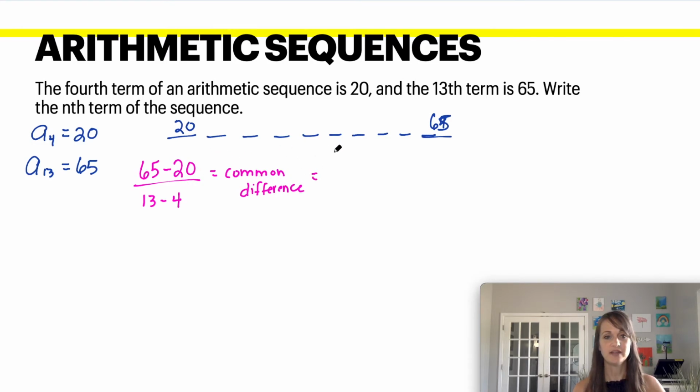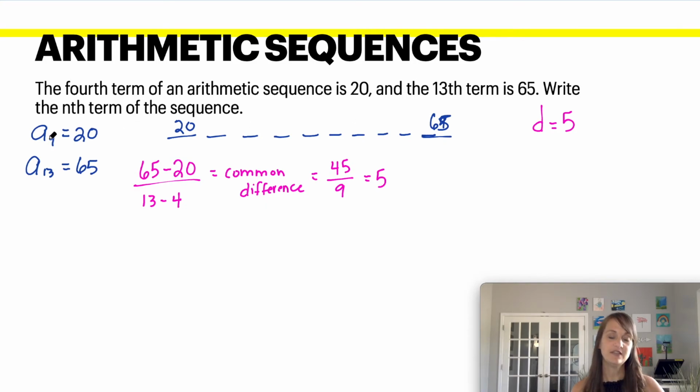So 65 minus 20 is 45. 13 minus 4 is 9. 45 divided by 9 is 5. Therefore, we know that D is 5. Okay, that's great. There are two ways to figure out the first term now. If D is 5, that means you added 5 every time. So if that's 20, that's 25, 30, 35, 40, 45, 50, okay?